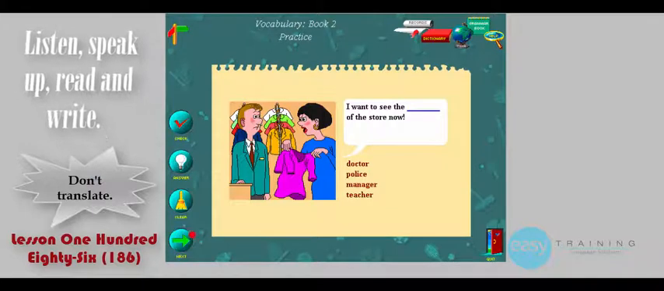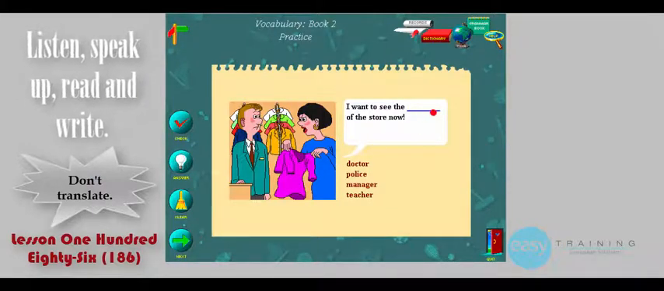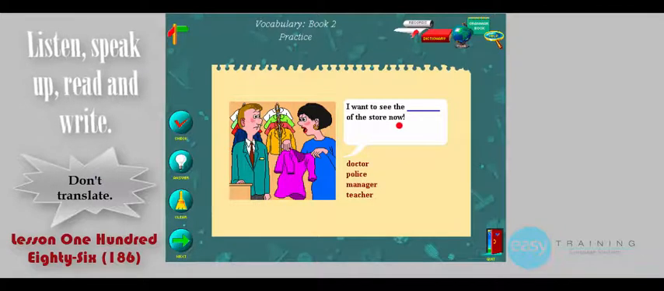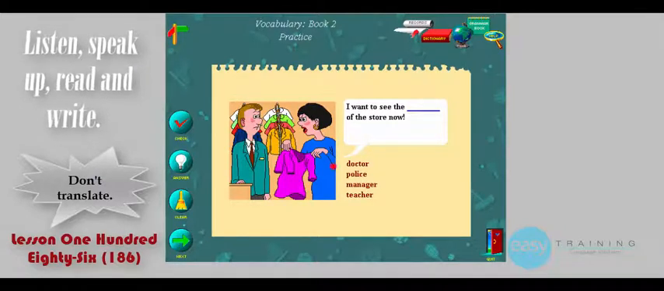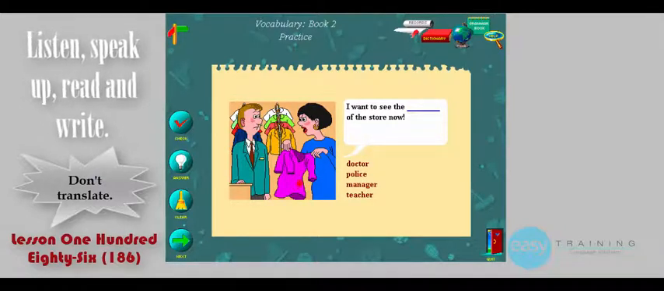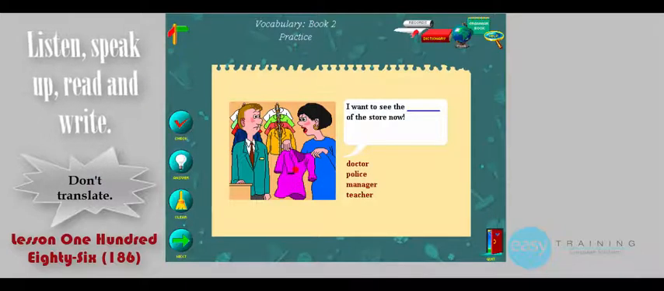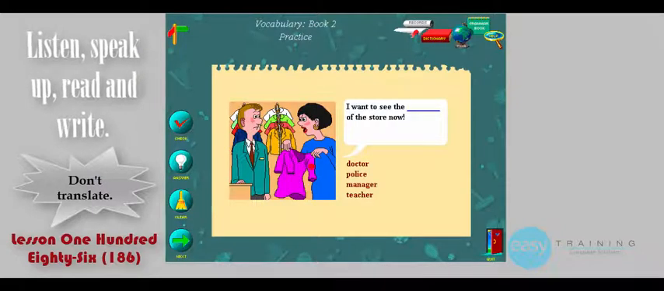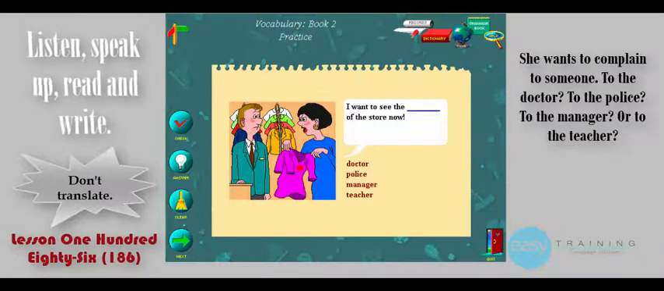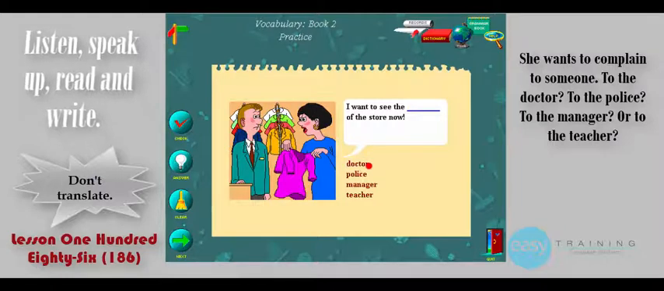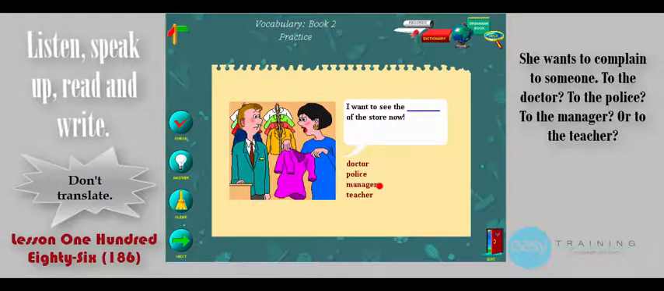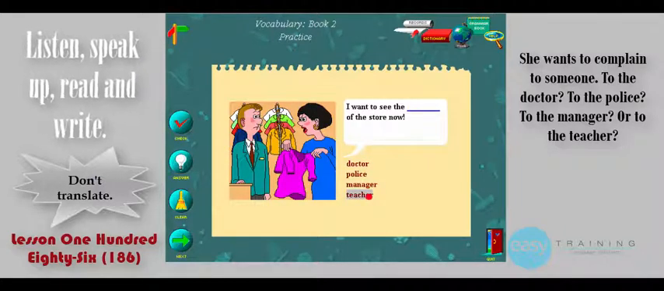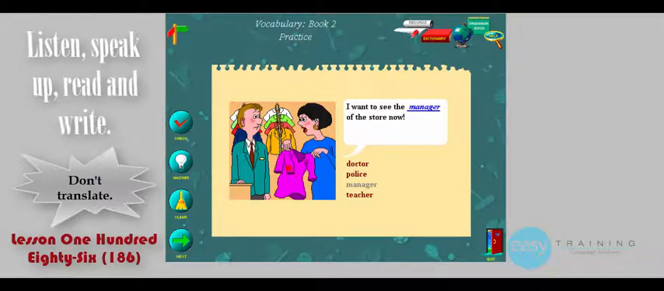This lady says, I want to see the blank of the store now. Look at this. This is a blouse. It has 3 sleeves. 1 sleeve, 2 sleeves, 3 sleeves. She wants to complain to someone, to the doctor, to the police, to the manager, or to the teacher. She wants to see the manager of the store now because she wants to complain about this.